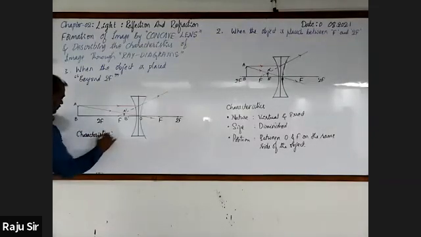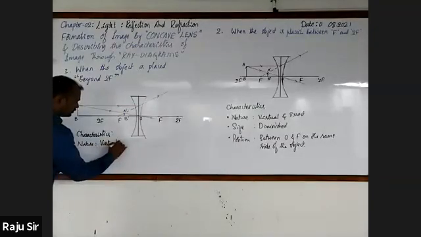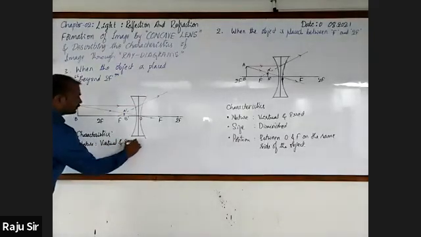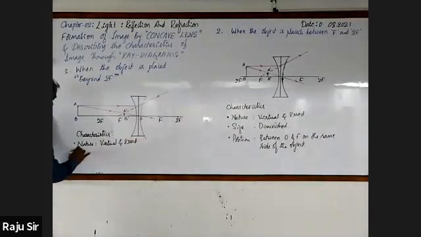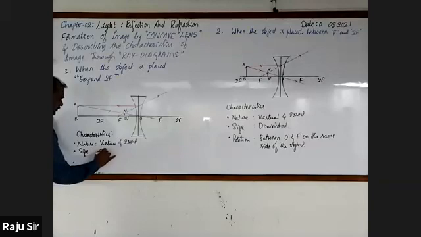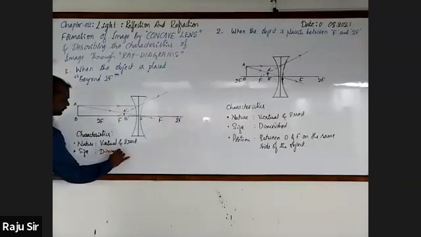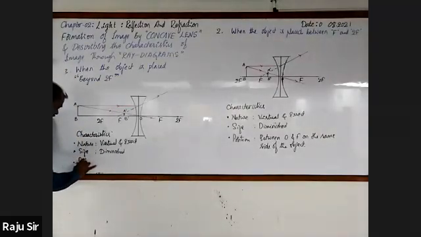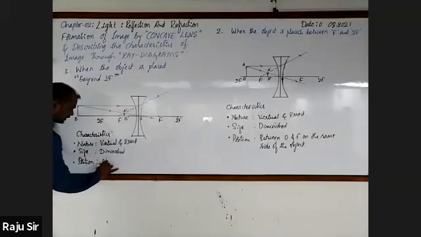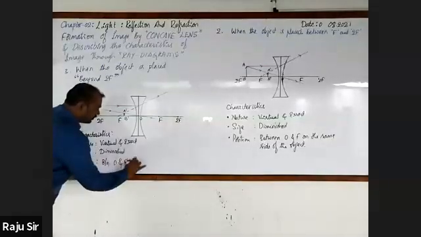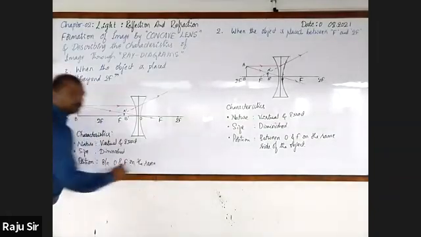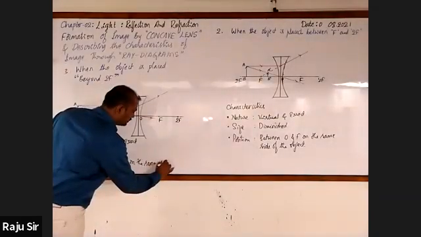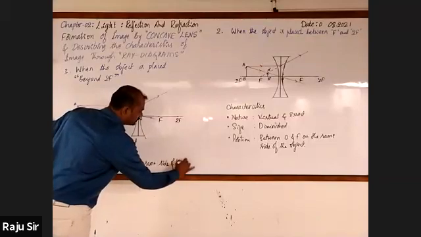Characteristics. First, nature: virtual and direct. Compared with previous also, size: diminished. Position: between O and F, on the same side of the object. Between O and F on the same side of the lens as the object.